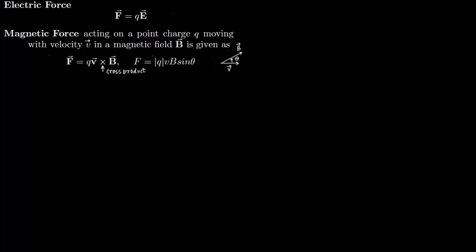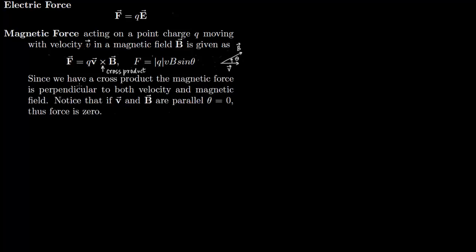Now since we have a cross product, this force vector will be perpendicular to both velocity and the magnetic field. So in case the velocity and the magnetic field are parallel, that is theta is 0, you plug theta equals 0 in this equation, you get force as 0. Also notice that if charge is 0, you will get 0 force. If velocity is 0, you will get 0 force. And if magnetic field is 0, you will get 0 force.